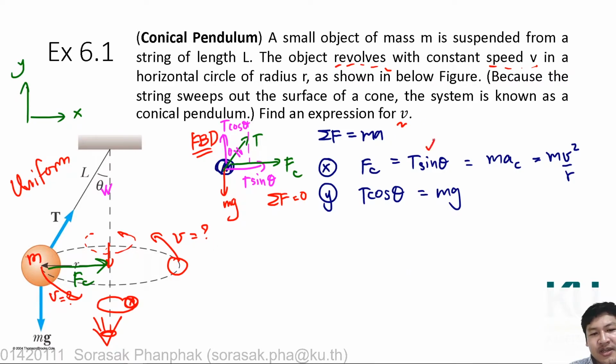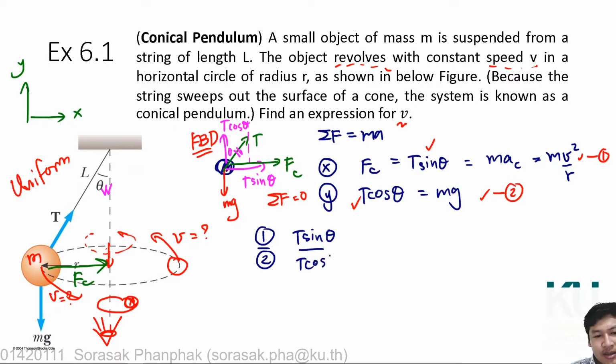Now you have the information of T sine, T cos, mg, v square over r. You call this equation 1, and this equation 2. You can take equation 1 over equation 2, dividing them by each other. So you get T sine theta over T cos theta equal to mv square over r, over mg. That gets rid of the thing you don't want. So finally you get tan theta equal to v square over rg.